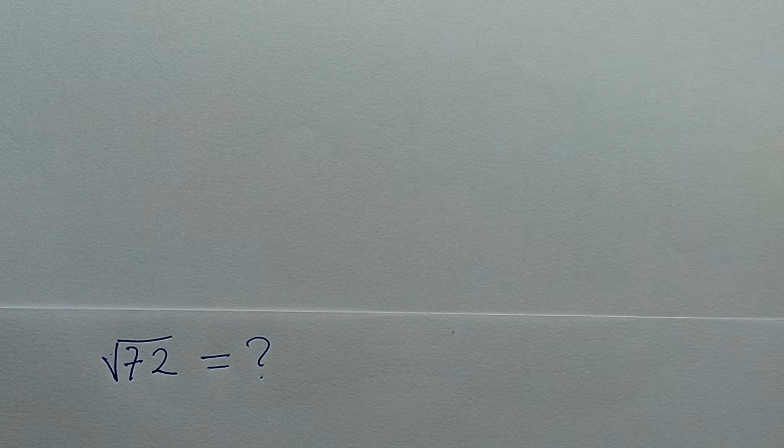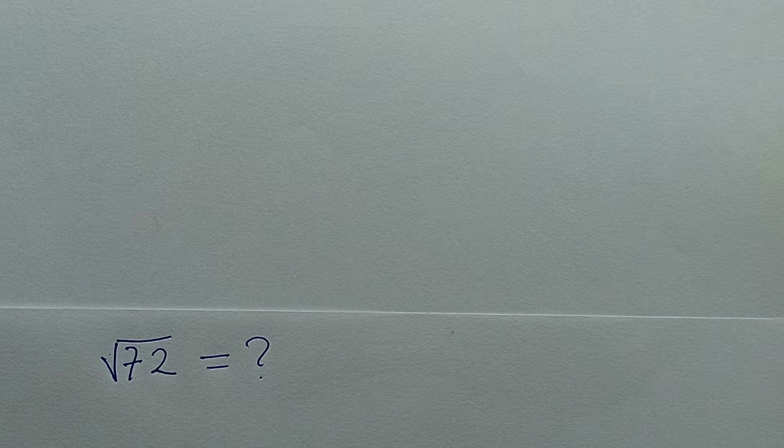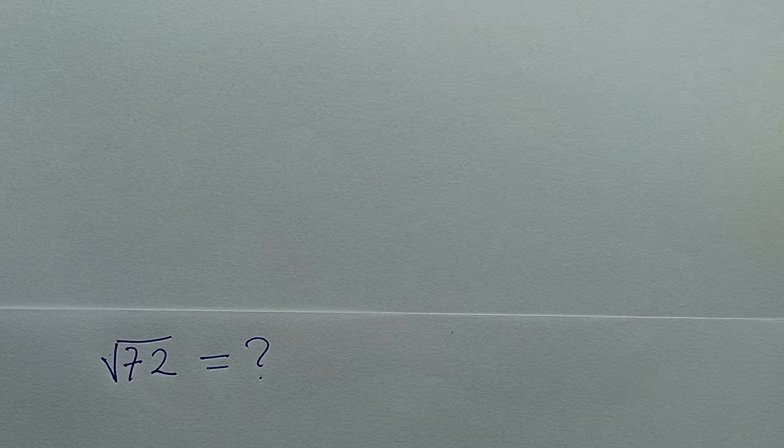Today we want to find the square root of 72. We all know that 72 is not a perfect square, unlike the other numbers we have, like the square root of 4 is 2, the square root of 9 is 3, the square root of 16 is 4, right? Good. But 72 is not a perfect square.